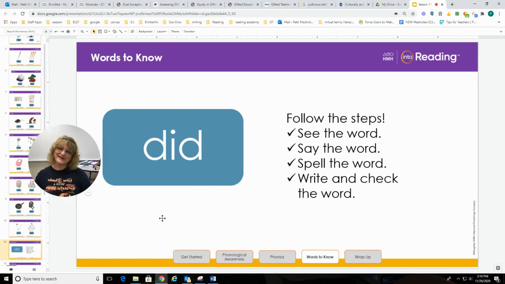So, you ready? We're going to spell it like 3 times so we try to get it into our head. So let's do like arm raises here. Ready? D-I-D, did. D-I-D, did. D-I-D, did. One more. D-I-D, did.